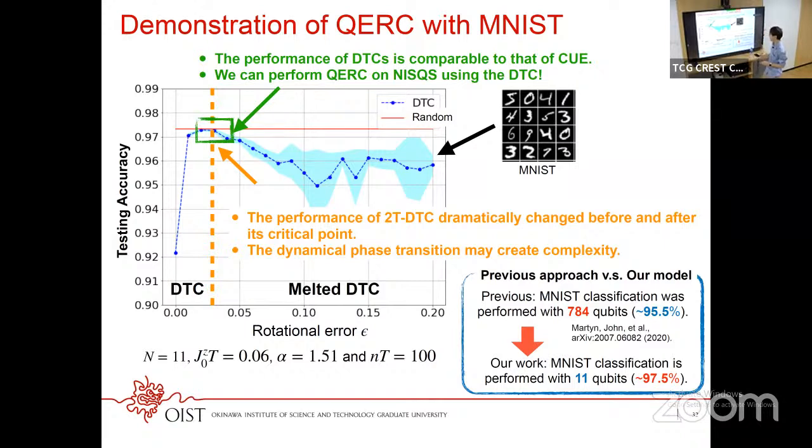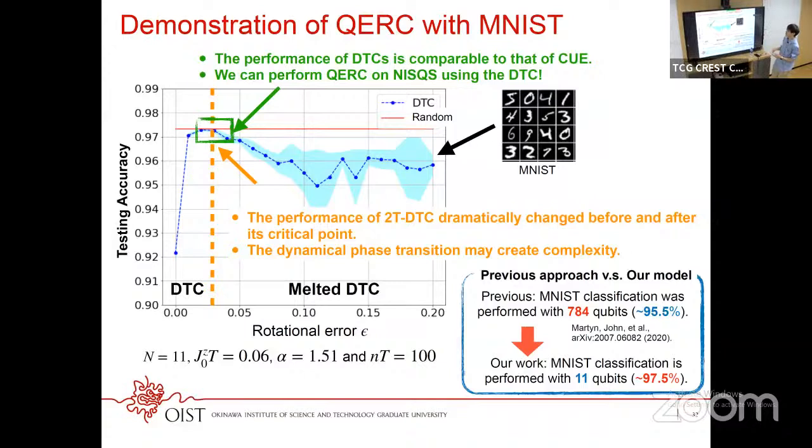An interesting point this result shows is that the performance of DTC dramatically changed before and after its critical point. It gradually increases and gradually decreases with different rotation error. So it shows us that the dynamical phase transition may create some complexity.